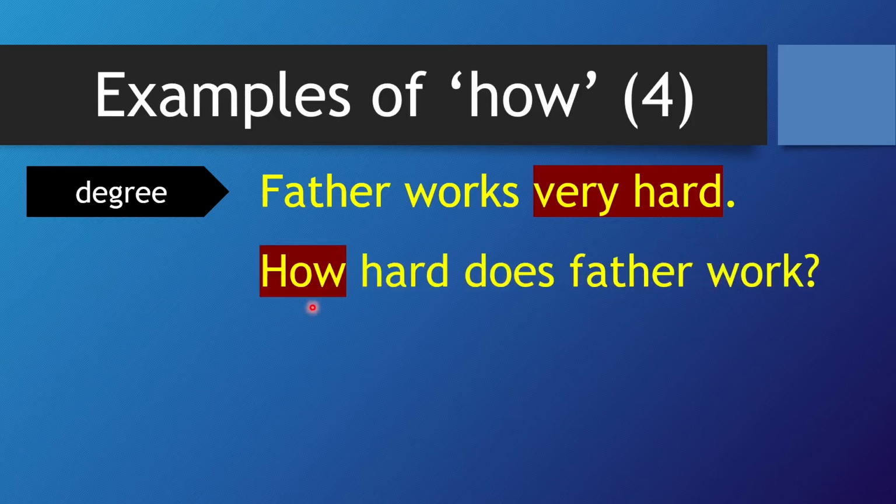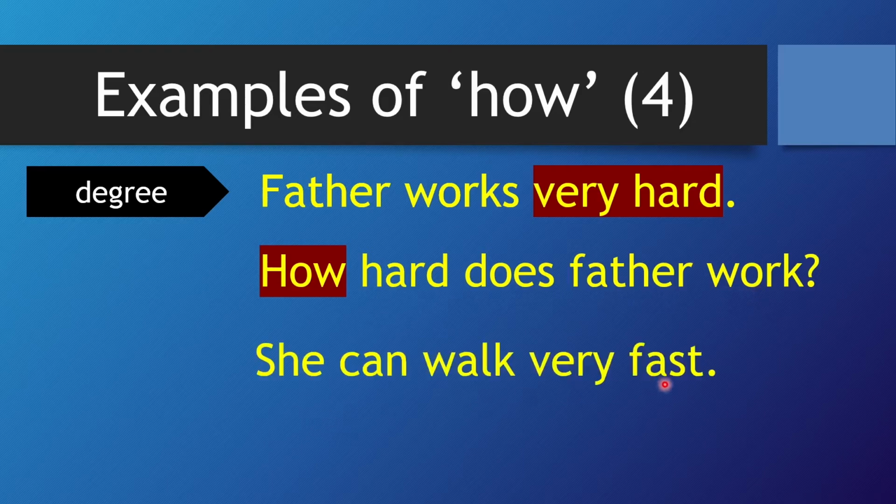How is coming in the beginning as per the structure. Then the adverb will come. Here, hard is working as the adverb. So we are writing hard after how. After that, the auxiliary verb. So father works. Father is the third person singular number. That's why we are using does. After that, the subject father. Another part, the verb is work. So how hard does father work?